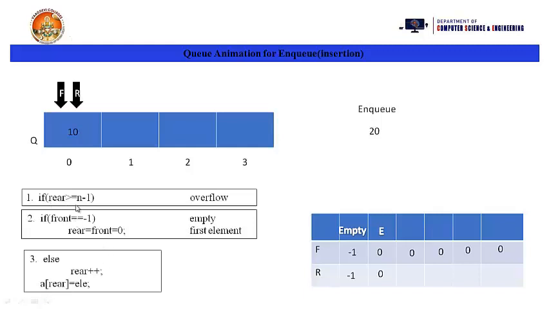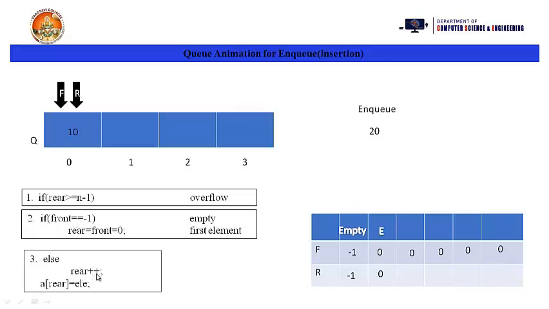If rear is greater than or equal to n-1, what is the rear value here? It is 0 after inserting the first element, and n-1 is 3. So 0 is not greater than or equal to n-1, so it is not an overflow condition. Then go to the second condition. If front equal to -1? No, front is not equal to -1. Then go for the else part.